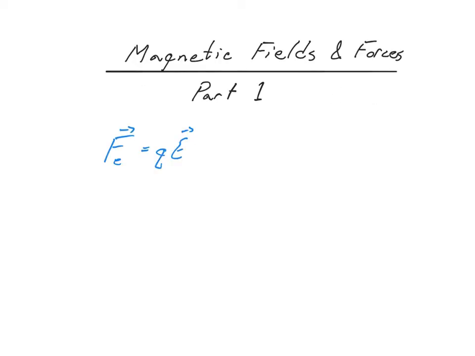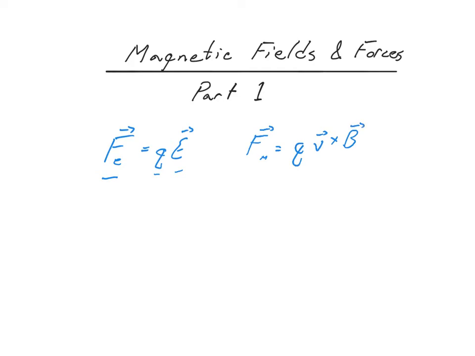When we talked about electric fields and the forces on charged particles in electric fields, we said that the electrostatic force was equal to the product of the charge of the particle in the field and the electric field. Similarly, if we're talking about the force on a charged particle in a magnetic field, we get the expression that the force resulting from the magnetic field is the charge of the particle times the velocity of the particle cross product the magnetic field, which is represented by B.